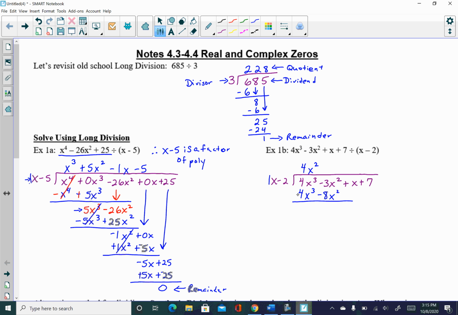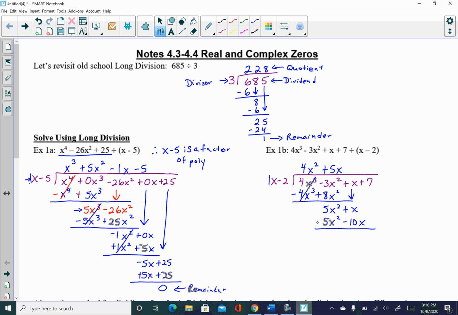Draw your line, change your signs. That way your 4x cubes cancel out. 8 minus 3 will give me a positive 5x squared. Bring down my next term, so I have plus x. 1 times what gives you 5? Be a positive 5. I've got 1x, but I need 2, so I put another x up here. 5x times x, 5x squared. 5x times negative 2, negative 10x.